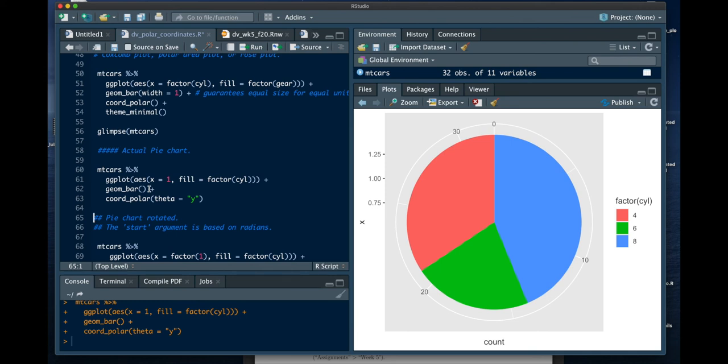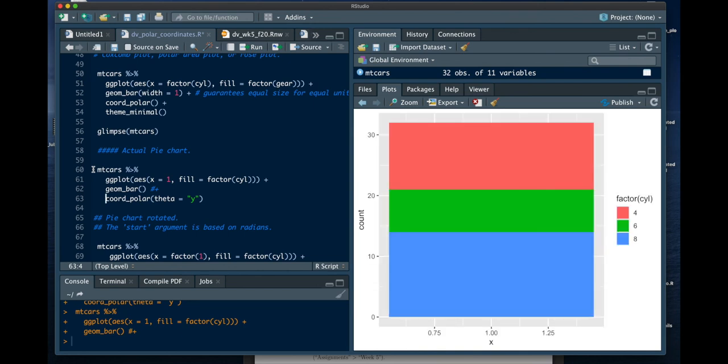But I'm going to do something so you can see what the x equals 1 is doing. I'm going to cut the pipe and run it again. And here's what happens. X forces, we have a single stacked bar chart. Remember what I said, a pie chart is a single stacked bar chart. The x equals 1 forces it to be a single stacked bar chart. Therefore, they all are starting at the same origin when we convert and conform it to polar coordinates and the theta equals y.